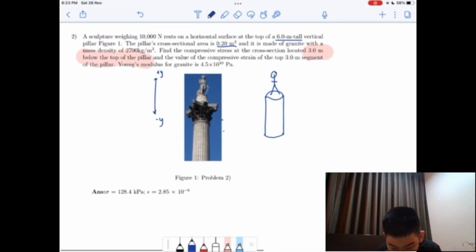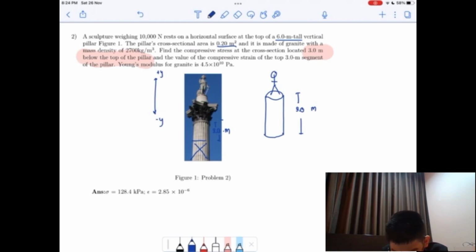Okay, so we are going to do problem 2. First, we are going to draw the free body diagram of this problem. The problem wants to find the compressive stress at a cross-section located 3.0 meters below the top of the pillar, so we're going to disregard this part. 3.0 meters, and let's draw the forces.